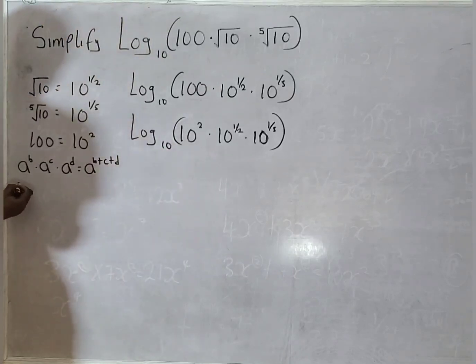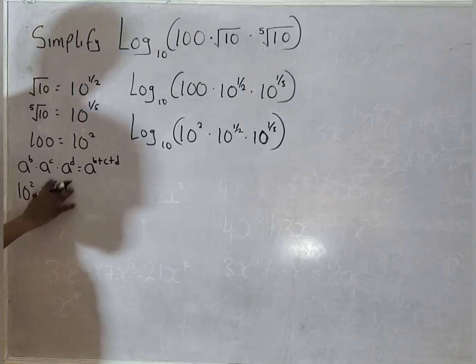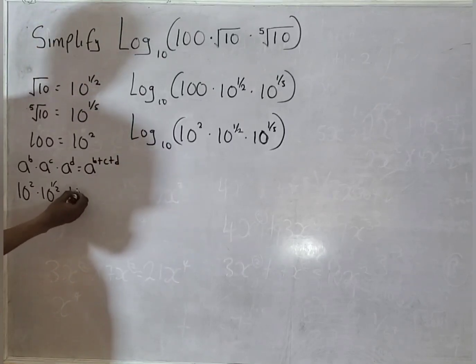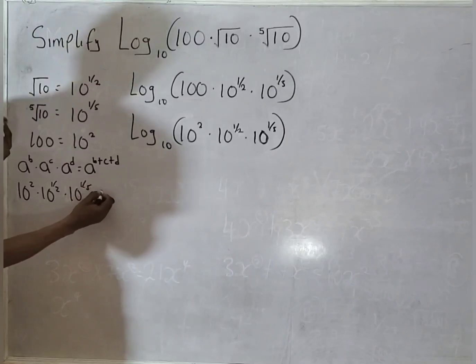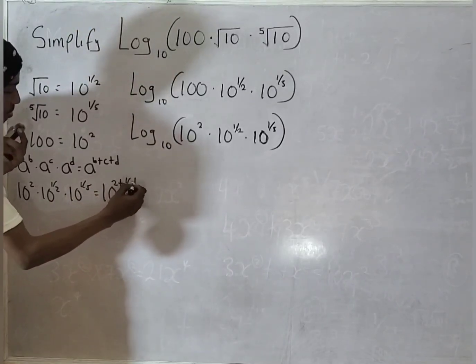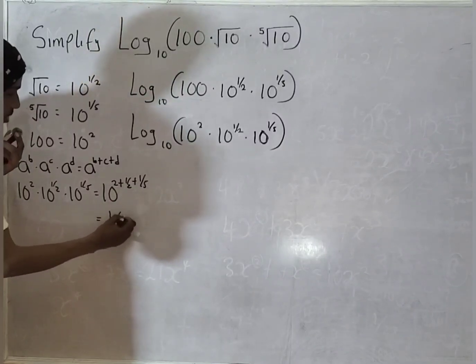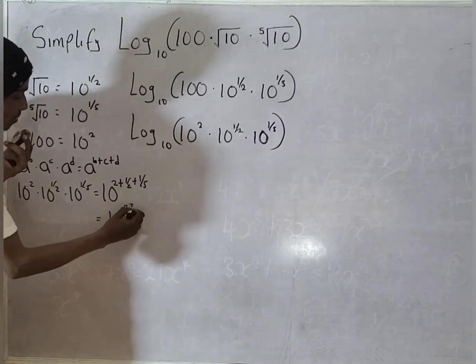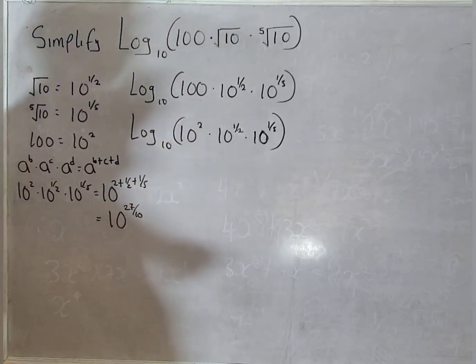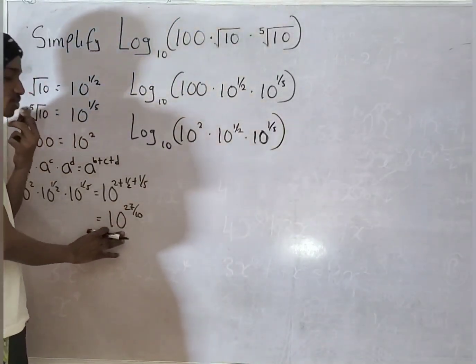So that means if I have 10 raised to the power of 2 multiplied by 10 raised to the power of 1 over 2 multiplied by 10 raised to the power of 1 over 5, this can be written as 10 raised to the power of 2 plus 1 over 2 plus 1 over 5, right? So if you sum the powers together, you're going to have 27 over 10. Do you understand? Okay, so now I'm going to replace all this by 10 raised to the power of 27 over 10.